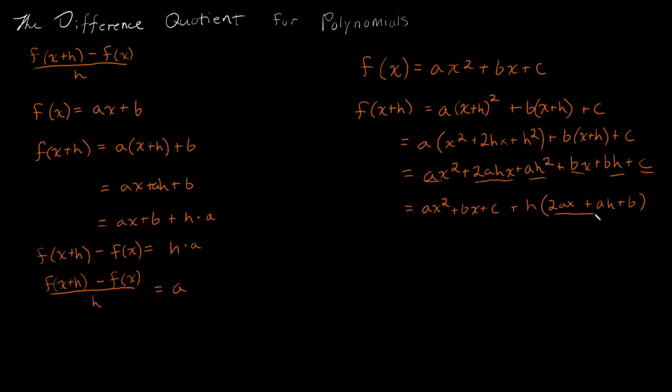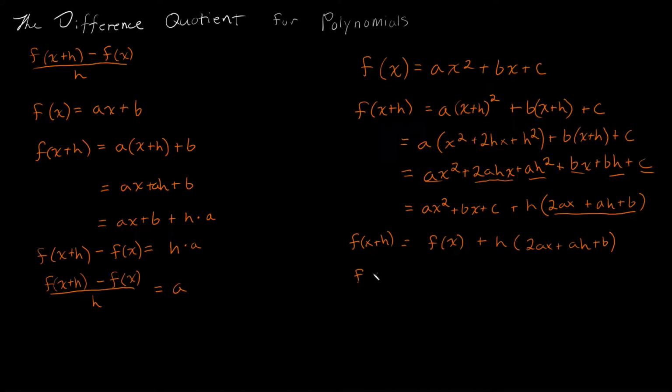This right here is your difference quotient. You're done. There's no fractions, there's no nastiness, it's always this way. Don't believe me? We can rewrite this. This first part here is just f of x plus h times 2ax plus ah plus b, and this is f of x plus h.